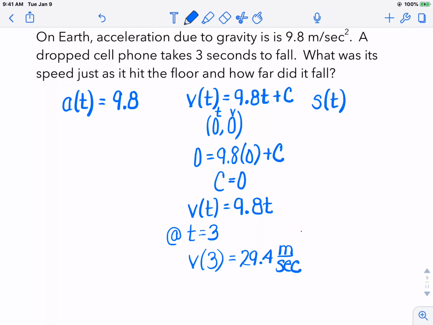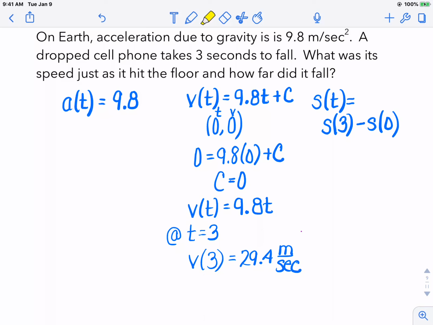Then they want to know how far it fell. To find out how far it fell, I'm going to need to know its position at time 3, where was it, and then its position at time 0, and do a displacement to figure out the amount of distance it traveled in between those two times. So I need a position function. If I take its derivative as velocity, then velocity's antiderivative is going to be my position function.